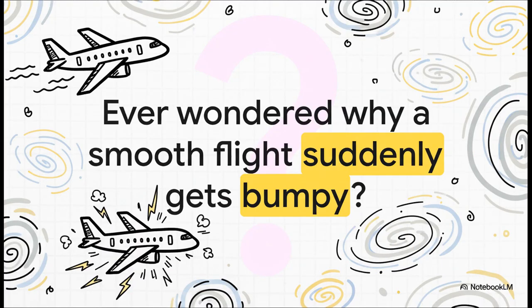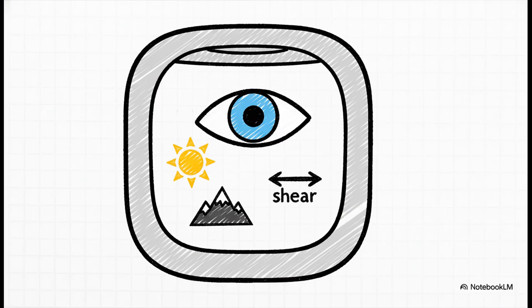One minute you're sipping your coffee, the next, that fasten seatbelt sign dings on, and you're gripping the armrest. It might feel totally random, but there is absolutely a science to it. See, the sky isn't as empty as it looks, and today, we're going to learn how to read its invisible currents. So our mission today is pretty simple.